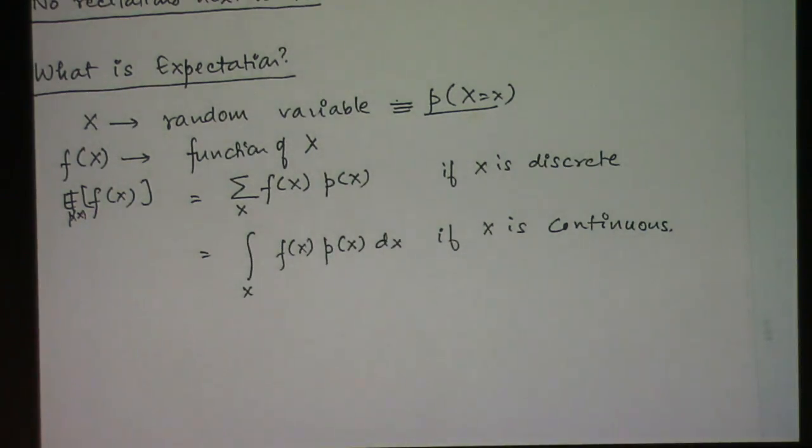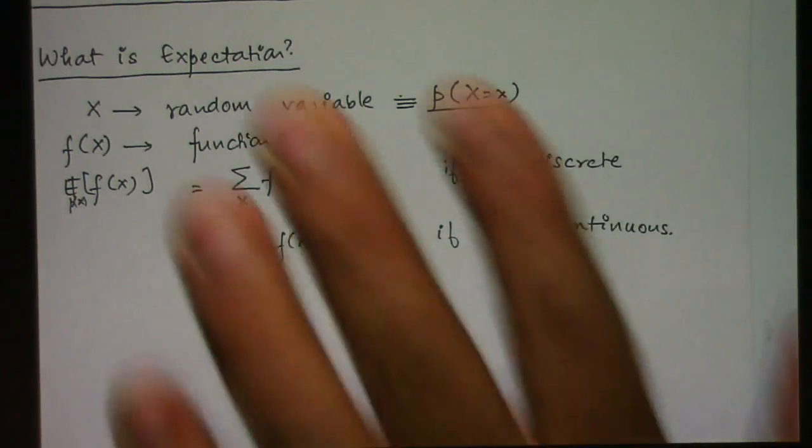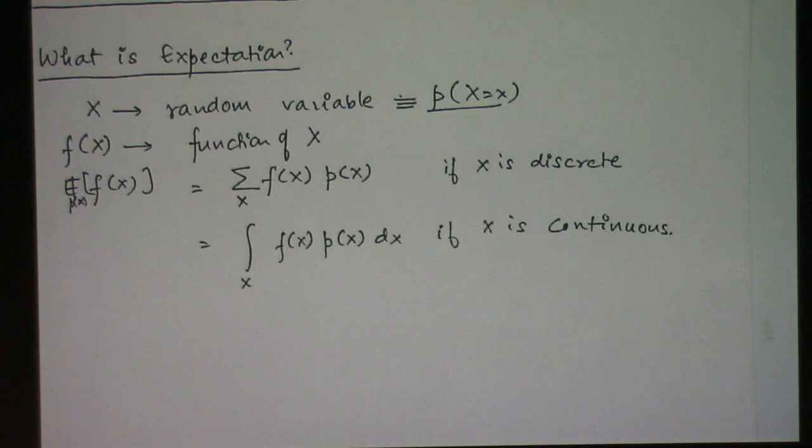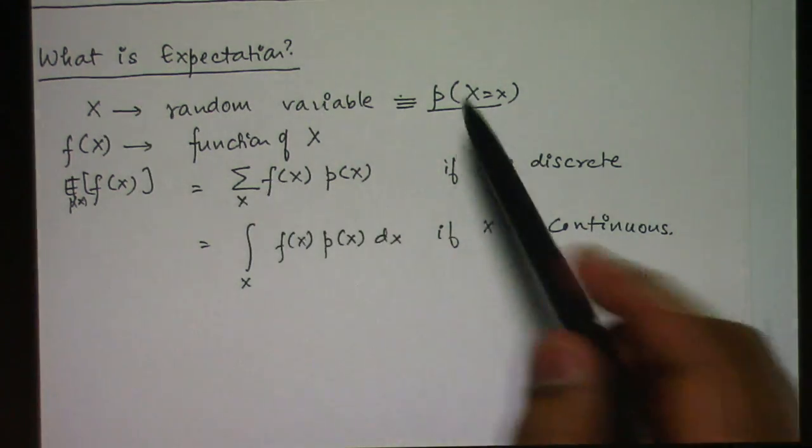So what is the expectation of a random variable? The expectation is defined for any random variable or a function of a random variable. So the expectation of a function f of x, where x is a random variable whose probability distribution is specified by p of x, is given by a standard formula: the expectation of f of x is equal to the summation of f of x multiplied by p of x, the PDF, over all possible values of x.